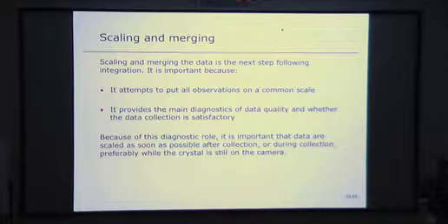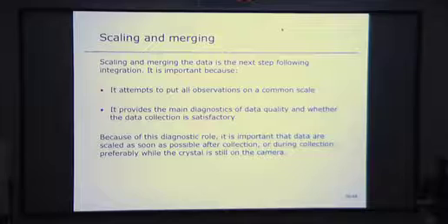Scaling and merging the data is very important because it puts all your observations onto a common scale so that you can use them in any subsequent analysis. Also, it does give you the main diagnostics of the data quality and whether the data collection is satisfactory. And the statistics you get out of MOSFilm or out of the integration programs are useful, but not as useful as those you get from the scaling, because they tend to be working on individual images and how they're varying through the data collection, rather than looking at the data set as a whole, which is where the analysis from the scaling and merging step comes.